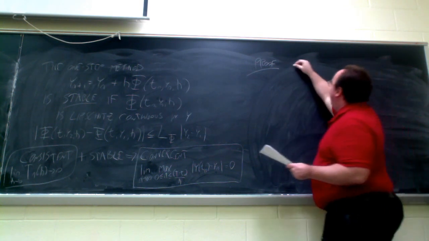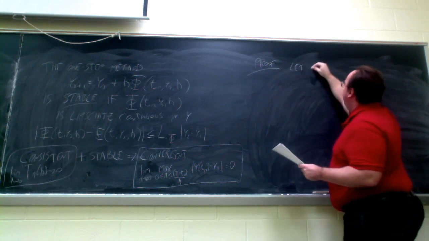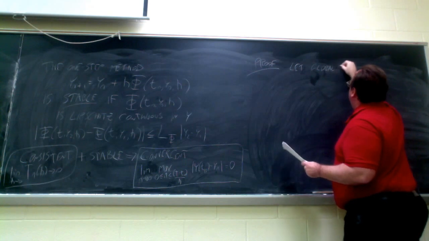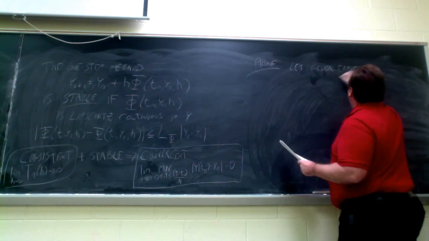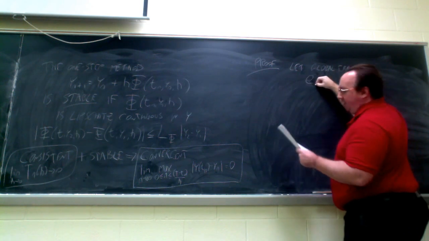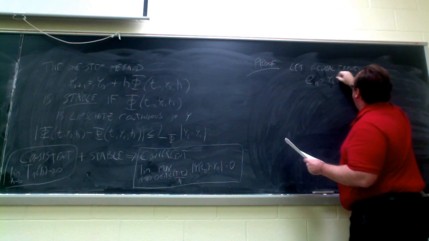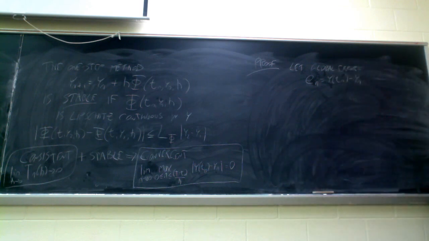Now, I'm going to define, I used this before, but I never gave it a name. The global error. I use the same notation as before. E sub n is your exact solution at a certain time minus the numerical solution at the same time.